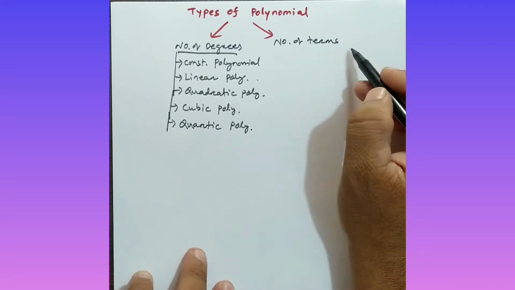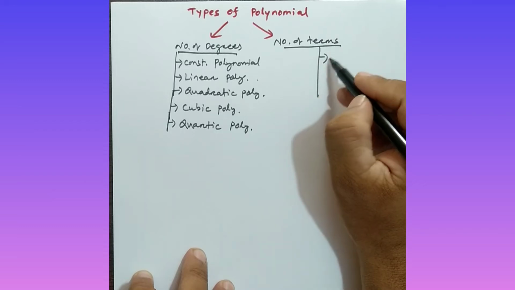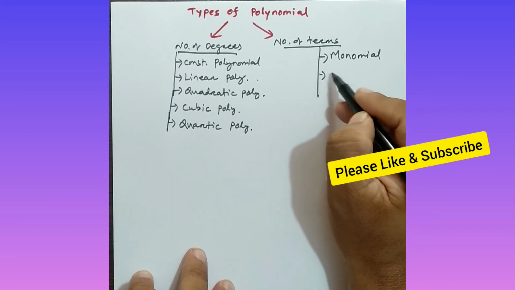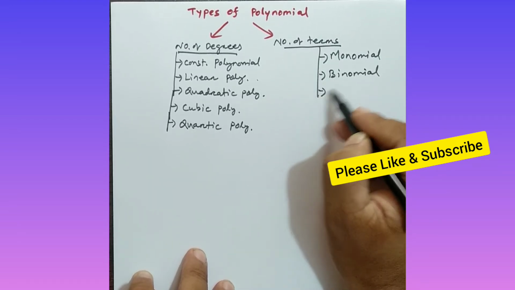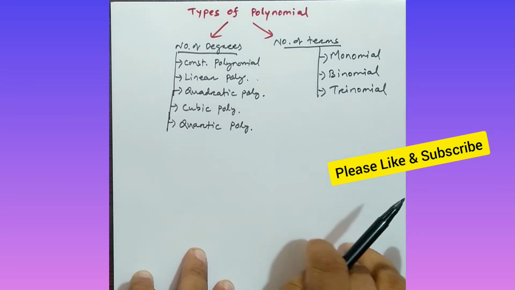But the number of terms, look here, it is also further divided into monomial, binomial, trinomial. Okay, so one by one we'll discuss that, right?